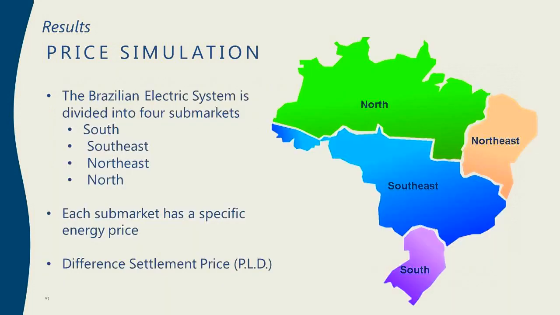The Brazilian electric system is divided into 4 sub-markets: south, southeast, northeast and north. Each of them concentrates regions of the country where energy circulates freely. The line dividing each submarket is determined by the exchange limits present in the transmission system, that is, electrical constraints in the energy flow between the different regions of the country. Each submarket has a specific energy price. In Brazil, this energy price is called Difference Settlement Price, PLD, and currently the PLD is set weekly, but the hourly PLD is being tested.